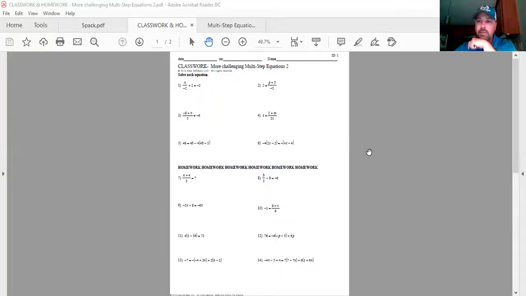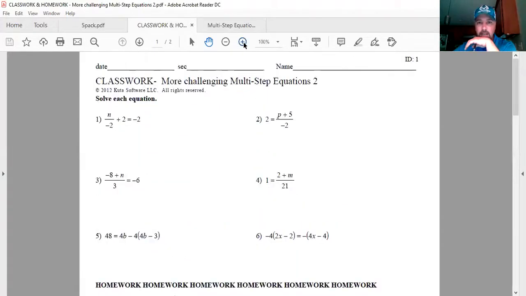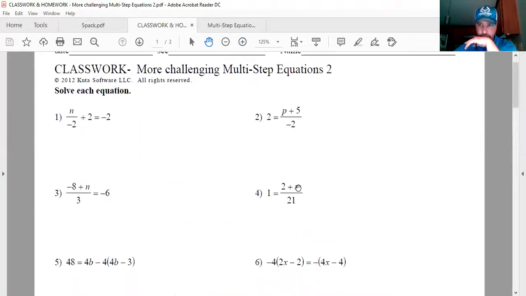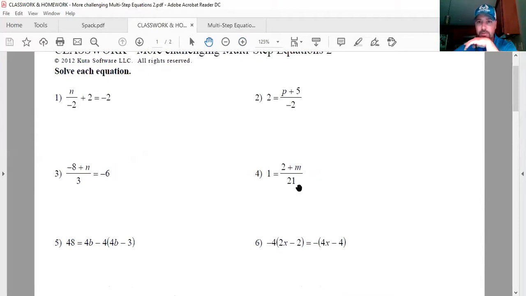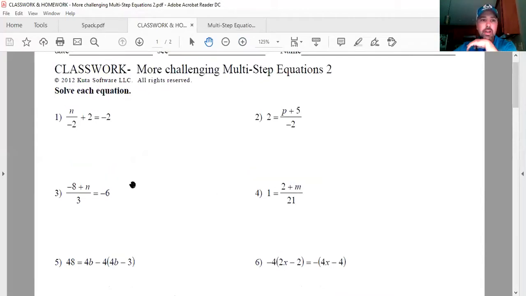All right, so come back to me here. We're going to take a look at some more challenging multi-step equations, okay? So I'm going to go ahead and share my screen here with that. Because, you know, there are always exceptions to the rule. And so we're going to see some of those exceptions on this page. All right. So let's start here with number 1.